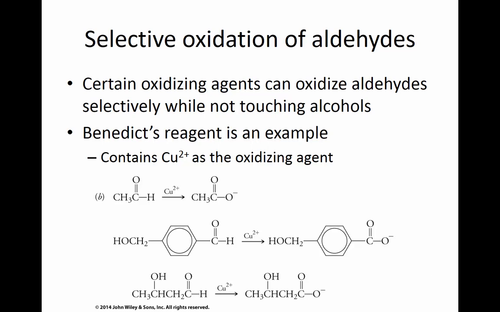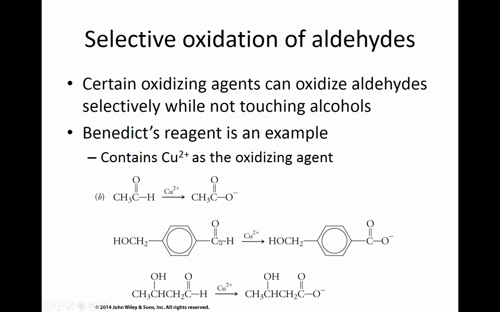Okay, certain oxidizing agents can oxidize aldehydes while not touching alcohols. One good example, and we'll talk more about this when we talk about sugars, is the Benedict's reagent. This contains copper 2+ as our oxidizing agent. Here we have an aldehyde, and by oxidizing with copper 2+, we have made an acid, or at least in this case, an acetate molecule.